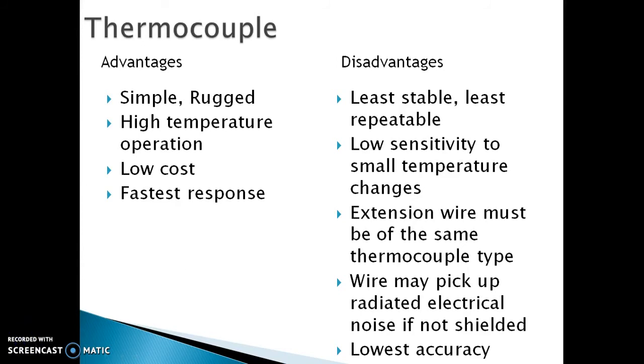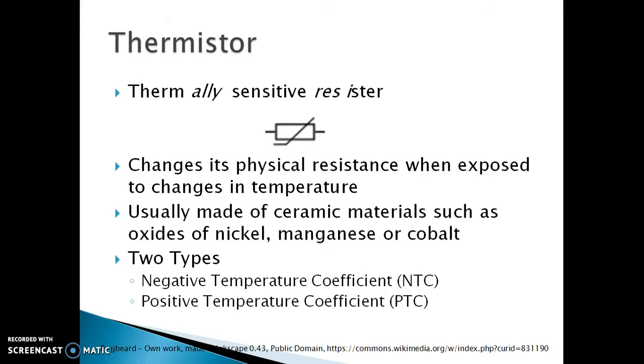With this, we finish the basic construction and applications of thermocouple. We would now look into the last type of temperature transducer which we'll be seeing in this lesson, that is the thermistor. Thermistor is basically a combination of two words, that is thermally sensitive resistor. So out of that, therm is taken and istor is taken. This is the symbol of thermistor.